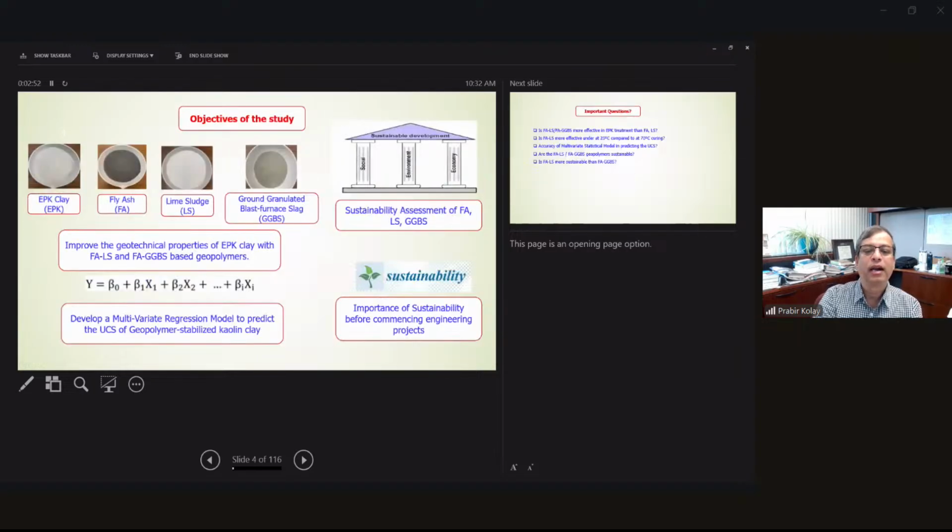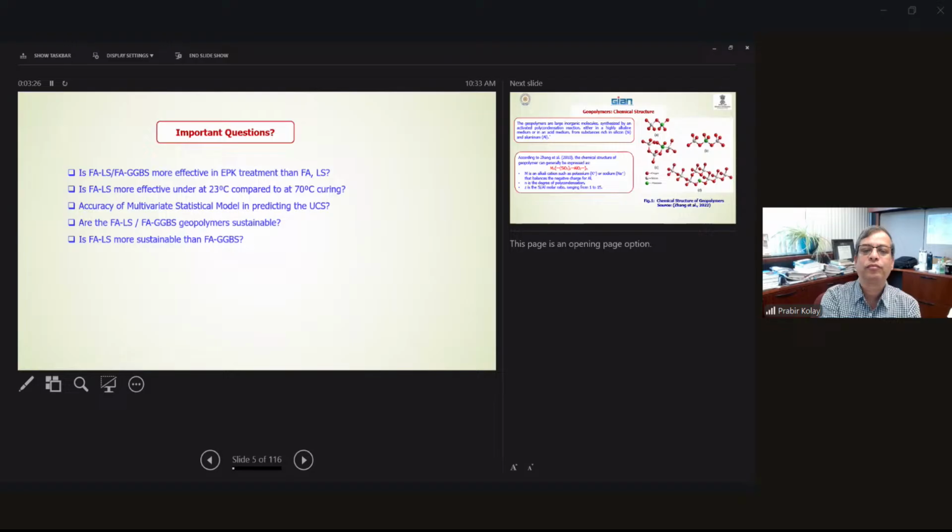So basically these are the experimental materials. We used EPK clay, which is a commercially available clay, and then we used fly ash, lime sludge, and GGBS in different combinations. Because this fly ash was class F, we used fly ash with lime sludge and fly ash with GGBS just to make it more pozzolanic. Then we did different geotechnical and physical property tests, the structural analysis, and also the sustainability analysis.